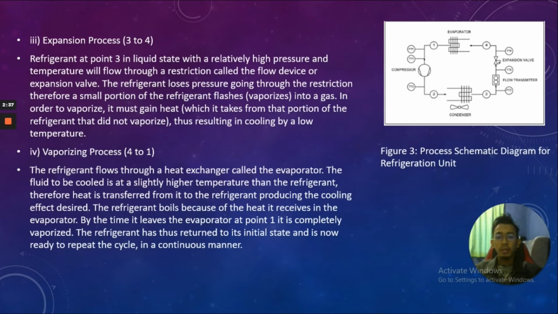And next, the vaporizing process, which consists of 4 to 1, in which the refrigerant flows through a heat exchanger called the evaporator. The fluid to be cooled is at a slightly higher temperature than the refrigerant. Therefore, heat is transferred from it to the refrigerant, producing the cooling effect desired, and the refrigerant boils because of the heat it received in the evaporator. By the time it leaves the evaporator at point 1, it is completely vaporized, and the refrigerant has thus returned to its initial state and is now ready to repeat the cycle in a continuous manner.